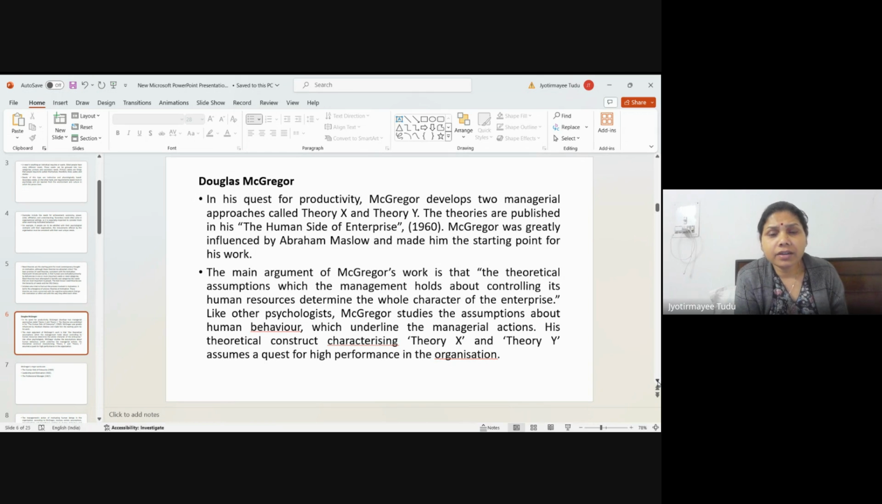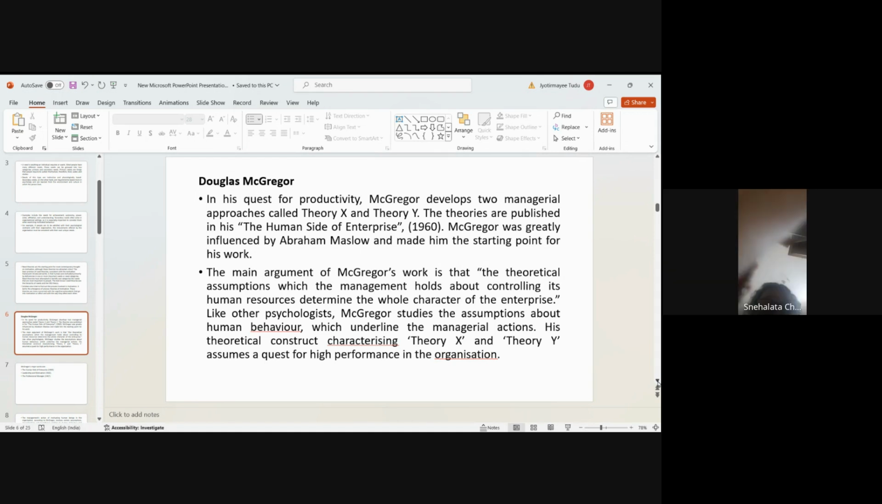Okay, so here it is actually the management who always want to hold control over the human resources, the employees. According to that intention, the entire management tries to develop those controlling mechanisms so that human resources would be able to work.